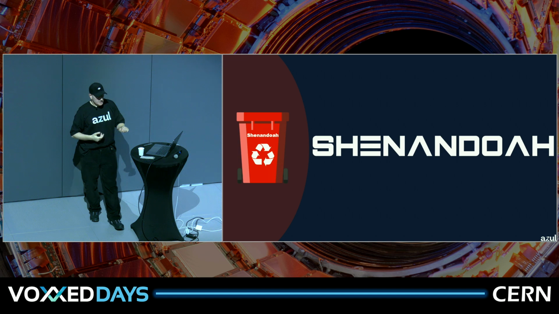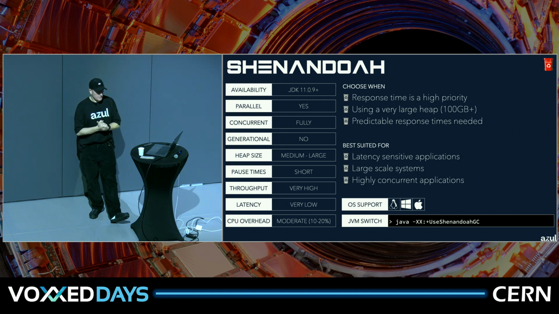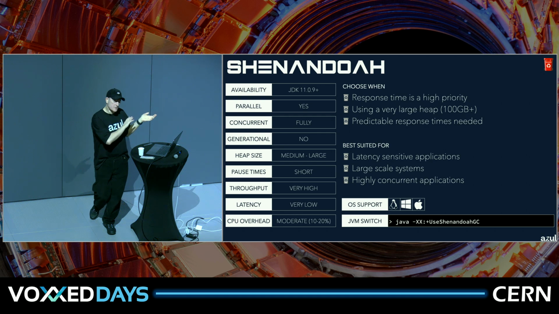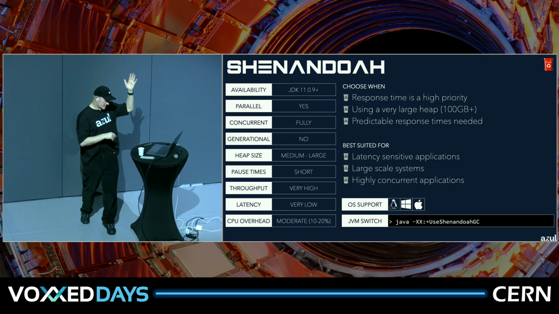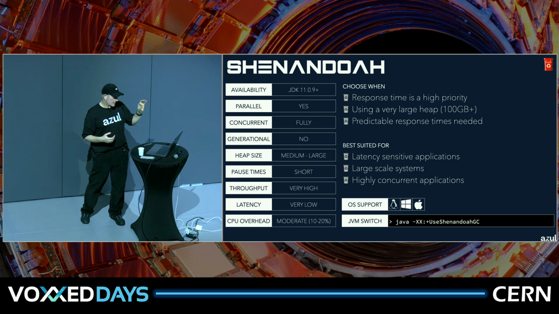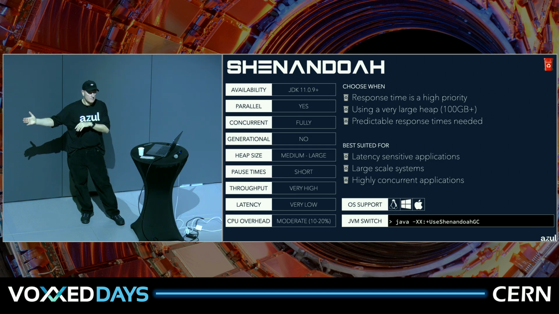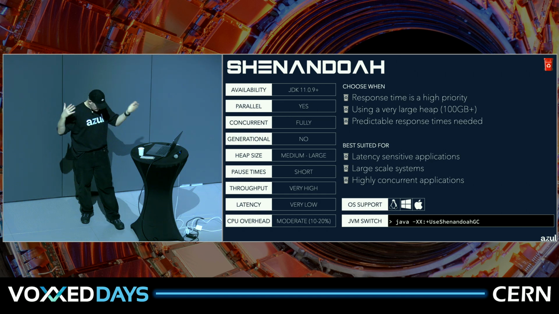Okay, Shenandoah. Who heard about Shenandoah? Nobody? One? Okay. This is a garbage collector that came with JDK 11 or 9. It was developed by Red Hat. This is the only non-generational collector at the moment, because with JDK 24 we will see a generational version of it, and then probably this one will go away. This is a different approach. It's also a region-based collector, but it is made for very large heaps, 100 gigabytes plus, and the same goes for all the others that I show you now.